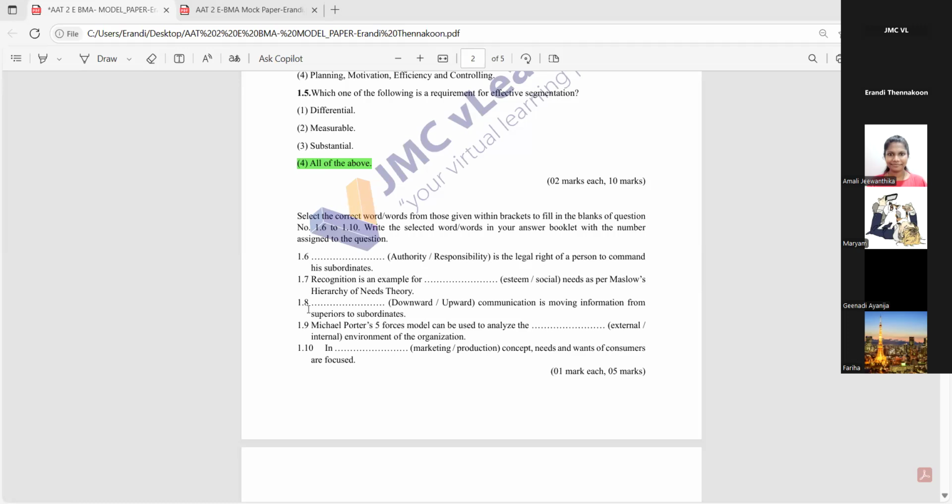Okay. So 1.6, authority and responsibilities are given here. It's the legal right of a person to command his subordinates. So what is the answer? It is authority. You have this power of commanding someone. That is authority. You should know the difference between authority and responsibility.